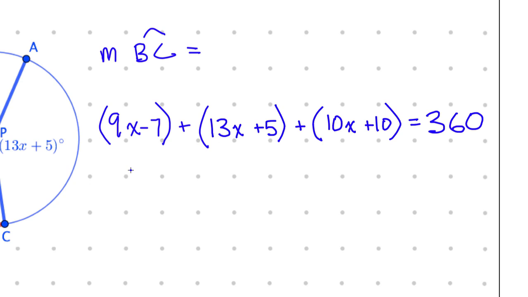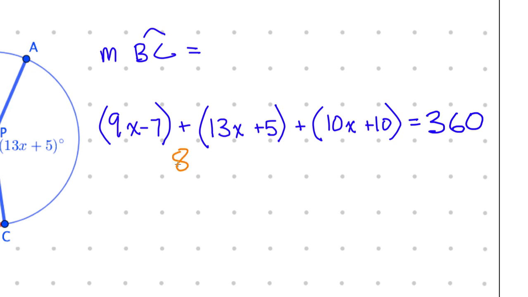So let's do some math. Can someone add the x's or the constant terms for me? Either one is fine. It is indeed 8. So negative 7 and 5 is negative 2. 10 minus 2 is 8. So I have 8.